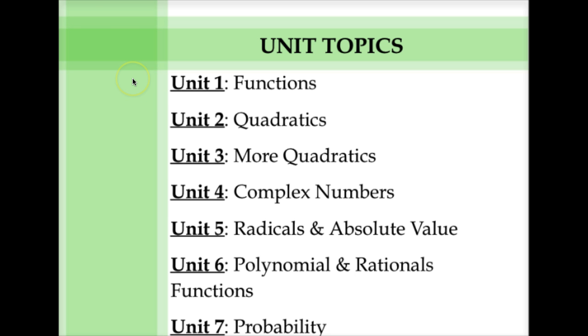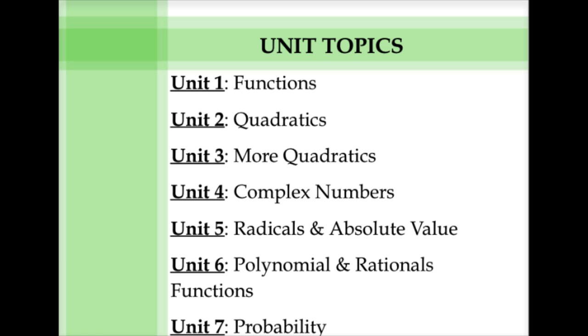Really quick recap: Unit 1 is on functions, 2 and 3 were on quadratics, Unit 4 is on complex numbers, Unit 5 is on radicals and absolute value, Unit 6, which is the end of our trimester 2, is on polynomials and rational functions, and then we start Unit 3 with probability.